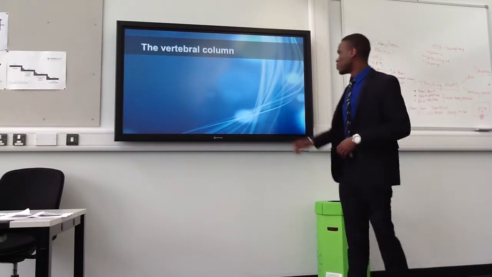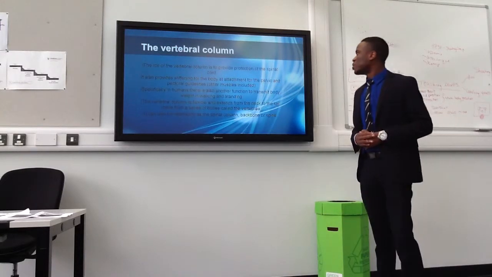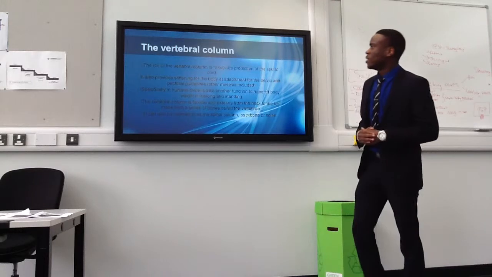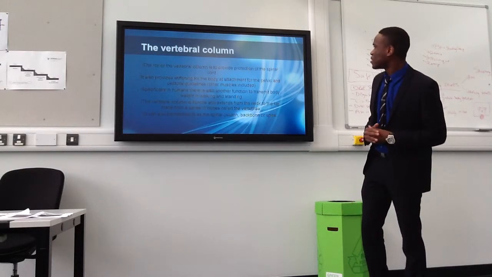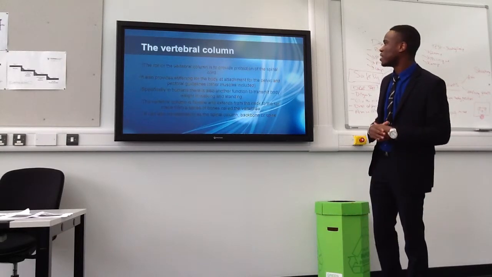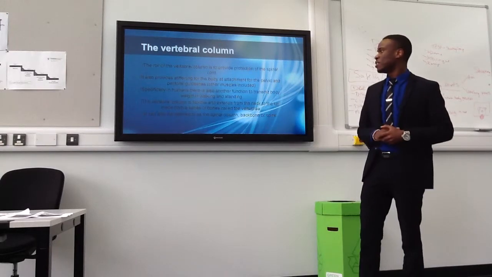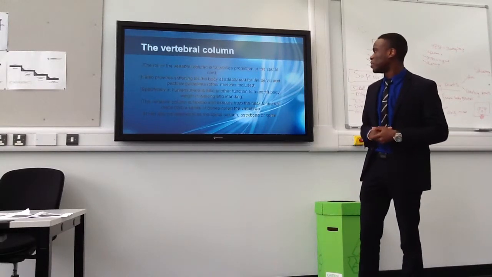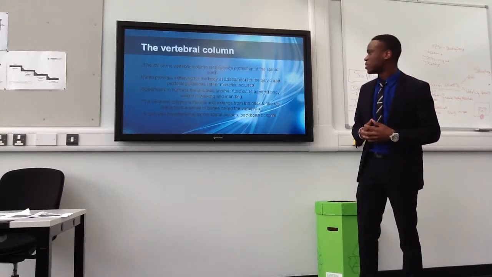The vertebral column. The role of the vertebral column is to provide protection of the spinal cord. It also provides stiffening for the body and attachment for the pelvic and pectoral girdles. There are also other muscles included. Specifically in humans, there is another function: to transmit body weight in walking and standing.